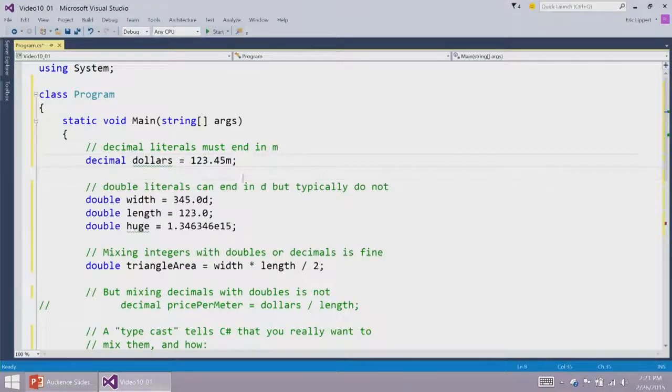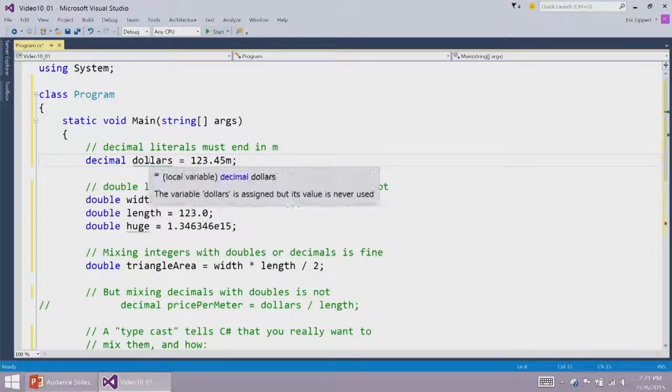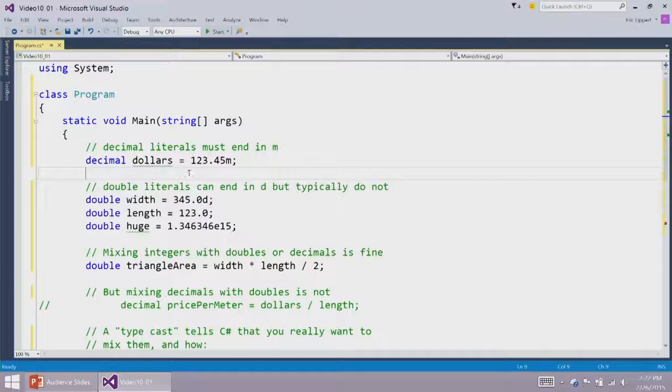But let's just go into Visual Studio here, and I've shown a bunch of different kinds of literals. You can see we've got a decimal variable called dollars, and it is $123.45, and it ends in M. Decimal literals always end in M. The mnemonic to remember that is M is for money. Now it's legal to end doubles in D for double, though it's very rare to do so.